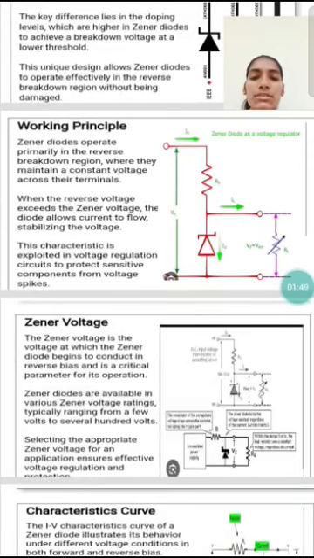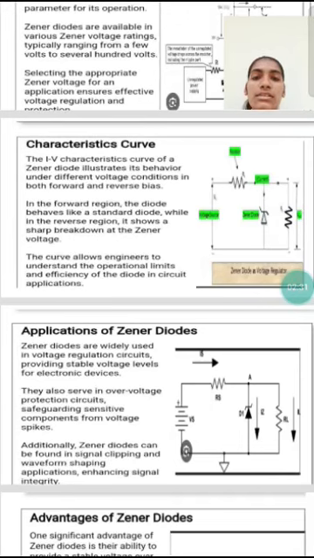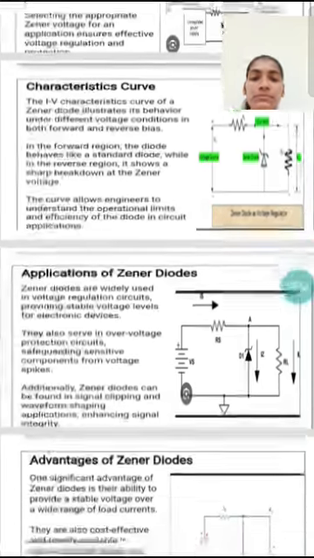Characteristics curve. The IV characteristics curve of a Zener diode illustrates its behavior under different voltage conditions in both forward and reverse bias. In the forward region, the diode behaves like a standard diode, while in the reverse region it shows a sharp breakdown at the Zener voltage. The curve allows engineers to understand the operation limits and efficiency of the diode in circuit applications.